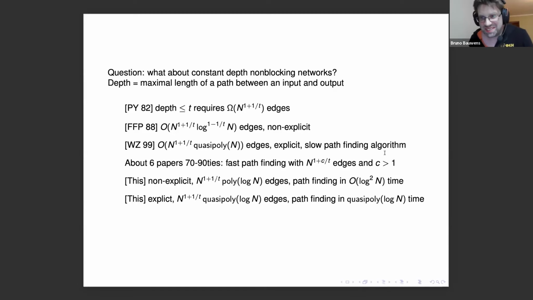maybe useless research for engineers, because we give a non-explicit construction with optimal number of edges and reasonable pathfinding. So there is a non-explicit and explicit variant. Okay, and now how do we get these applications from dynamic matching? That was already asked. It's in the next slide.